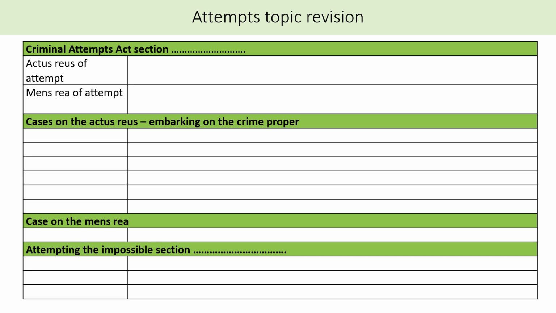And what I would advise is, if you're a bit rusty on attempts, check out the other videos on my channel in which I go through all of the law and all of the cases on attempts. And this little table here gives you some tips for what you should be looking for. So defining the actus reus, the mens rea, listing some cases on the actus reus, cases on the mens rea, and cases and a section on attempting the impossible.